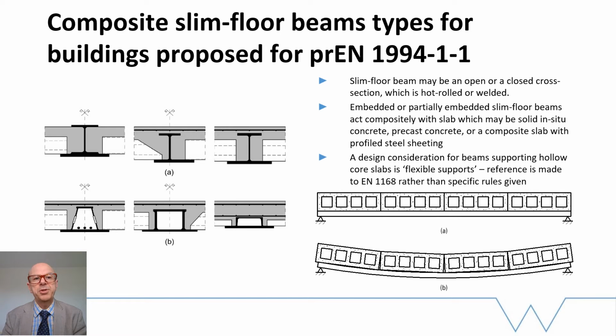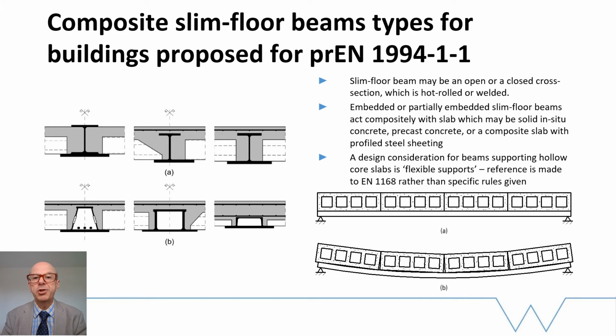So the different composite slim floor beam types that are recognised in the second generation of Eurocode 4 are shown schematically on the left hand side. They can be open or closed cross sections, which are either hot rolled or welded. They need to be embedded or partially embedded and act compositely with the slab, and the slab can either be solid in situ concrete, precast concrete, or a composite slab with profiled steel sheeting.